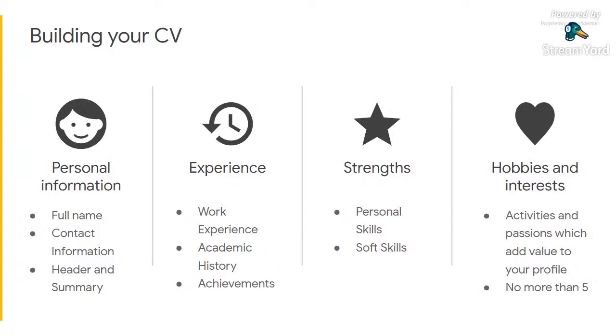Building your CV, you will need to provide your personal information, your full name, contact information, header. You would also like to include your experience, work experience, academic history and achievements, as I've mentioned. Also, you would like to include your strengths. So it's important that you know your strengths. So personal skills, what are your soft skills? And then you may also want to include your hobbies and interests. So the hobbies and interests can be the activities and passions which add value to your profile, and they must not be more than 5. So these are the things that you may like to include on your CV.